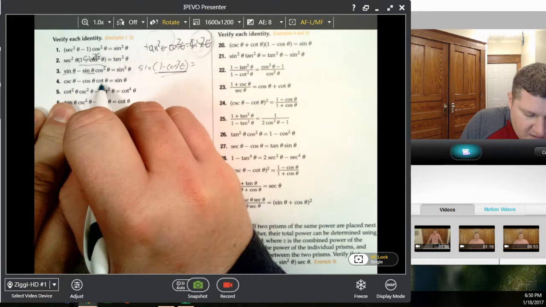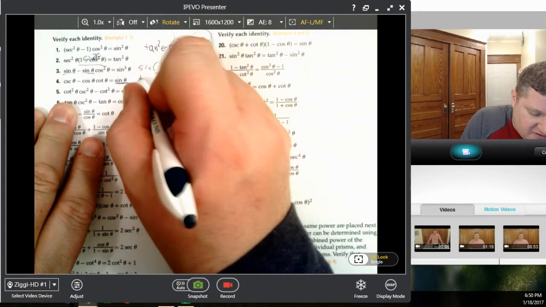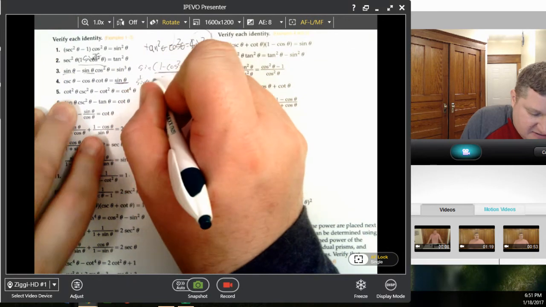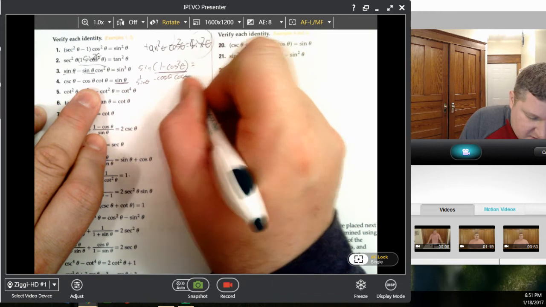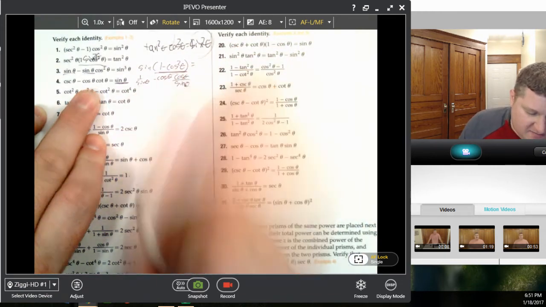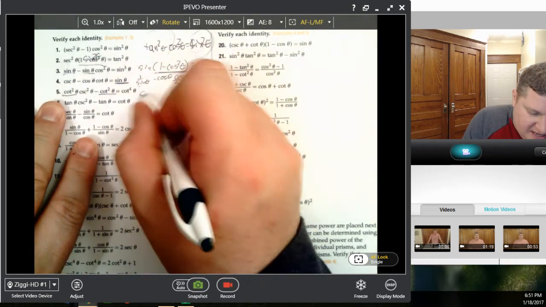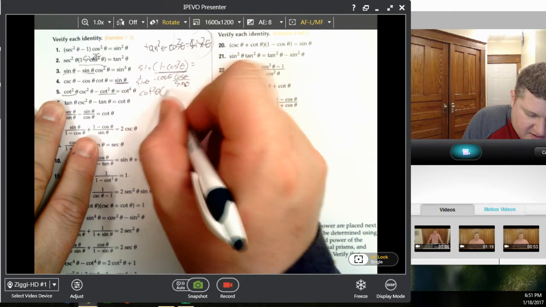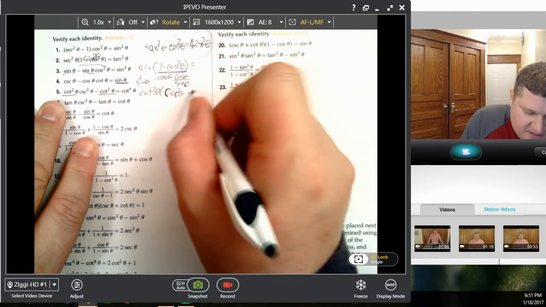Here, I have only sine over here, so probably a good bet is to change everything over here to sines and cosines. So I end up with something like this. Well, with that, I have common denominators moved from there. Number 5, I have a cotangent squared in both cases, so let's take a cotangent squared out. That leaves cosecant squared theta minus 1.